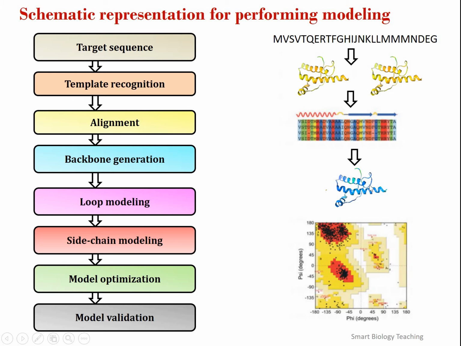After generating the backbone, you have the loop modeling method where you design your loop. Then you have your side chain modeling for the exact structure. Then you go for your model optimization and validation using online web servers, which are already available. If the software supports model optimization and validation, then you can go with your software itself, or else you have your own online servers which will do the task for you.